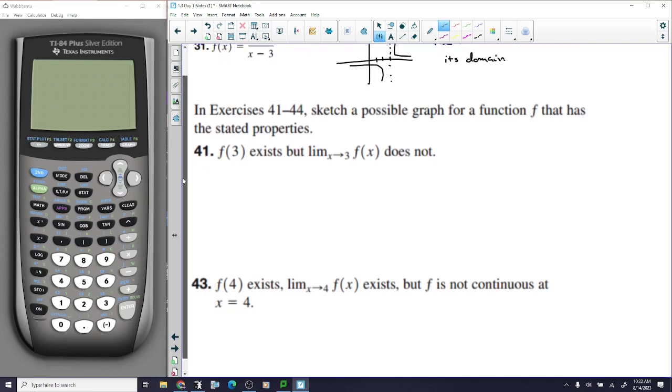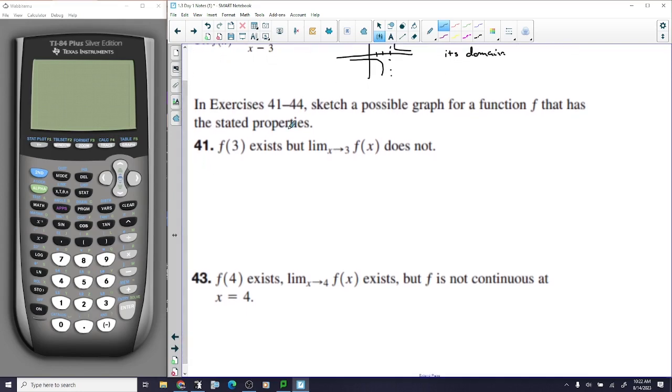In exercises 41 to 44, sketch a possible graph for a function f that has the stated properties. F of 3 exists, but the limit does not. That's like a jump discontinuity. So over here at 3, you could have a solid dot here, open dot here. So f of 3 exists, it's up here at, let's say, 6, but it does not have a limit.